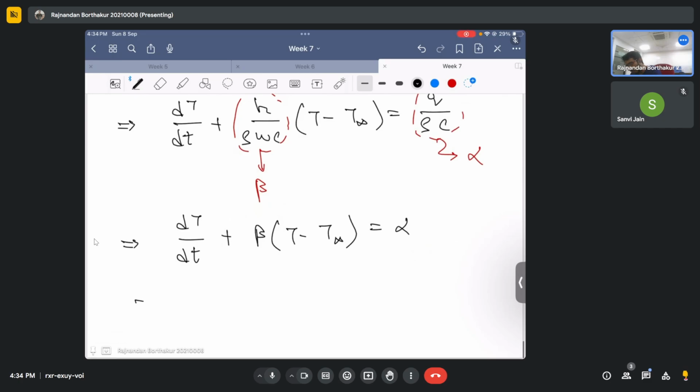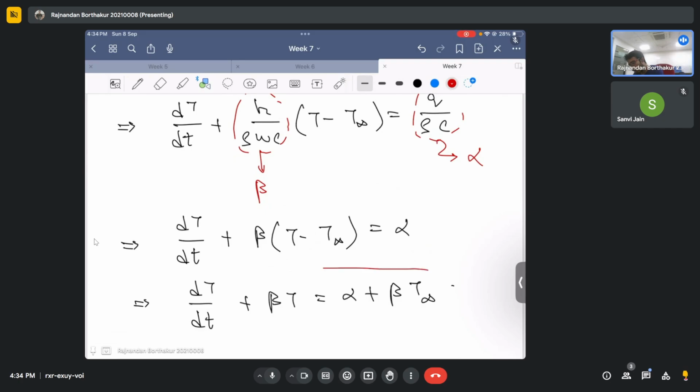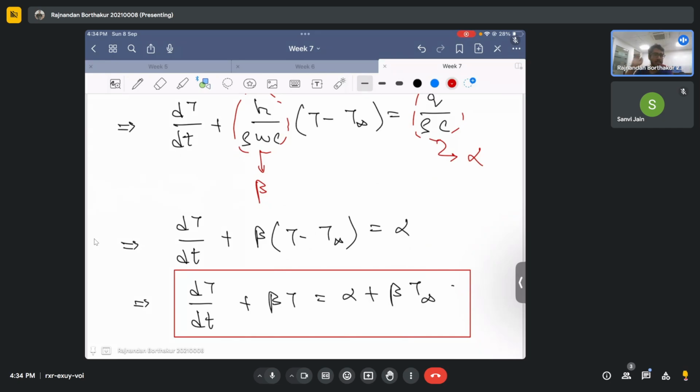And I will take this beta and T infinity to the other side because it's a known quantity, and this becomes dT by dt plus beta times T equal to alpha plus beta times T infinity. So this is the governing equation which governs how the temperature of the chip would rise once you turn it on, until you reach the steady state temperature. This alpha and beta are just the properties, and you know them from the tabulated data.